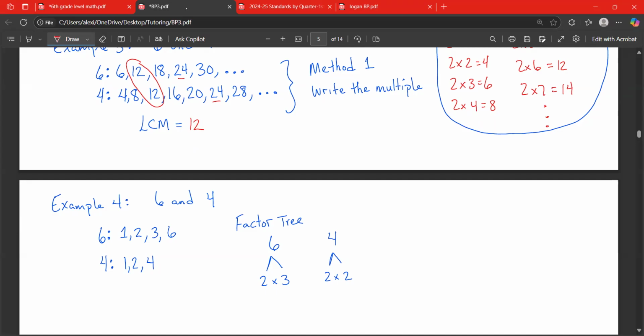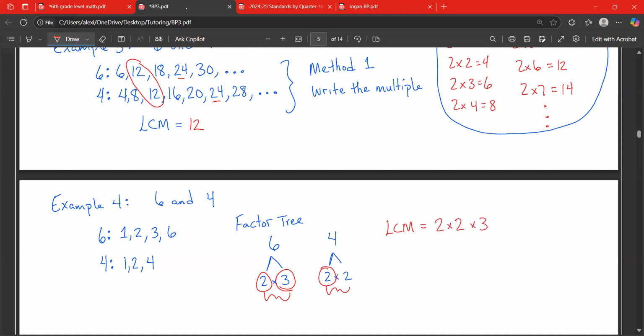So what do I mean? I mean, right here, I have two twos to make 4. I only want to take one of them. But for 6, I have 2 times 3. These are different, so I'll take both of them. So the least common multiple would be 2 times 2 times 3. And that is also 12. And this is method 2.